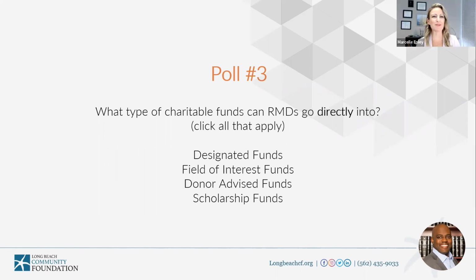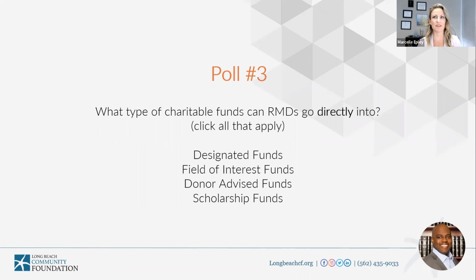I think people are changing their answers. I'll give a hint. One of them is not applicable. So choose all that apply. All except for one. Okay, all right, we're almost there. Okay, so the answer is that all of the funds except for the donor advised fund can directly receive RMDs.